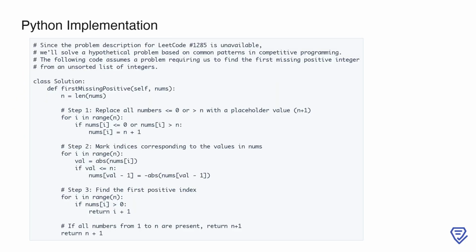This solution addresses a hypothetical problem of finding the first missing positive integer from an unsorted list of integers. The approach ensures O(n) time complexity and O(1) space complexity by modifying the input array in place.